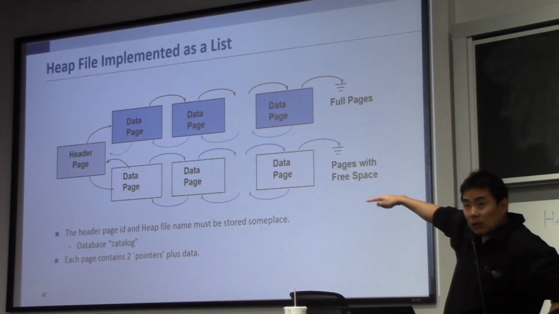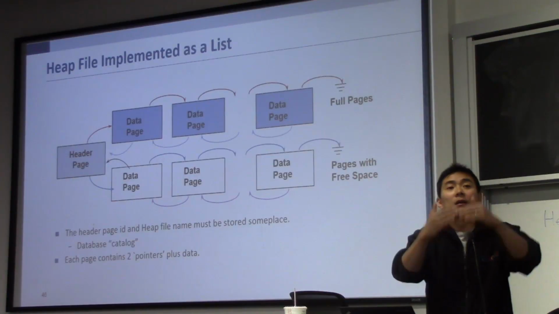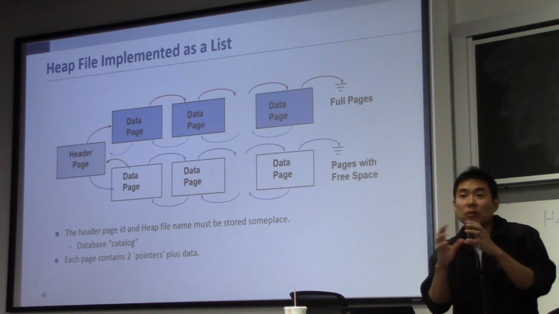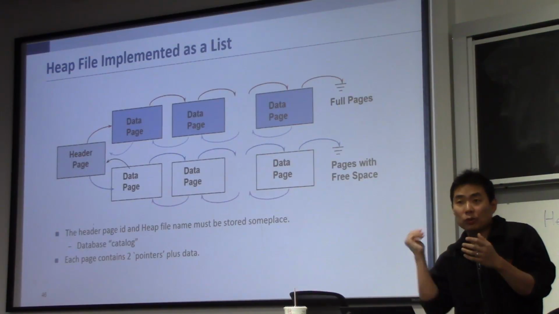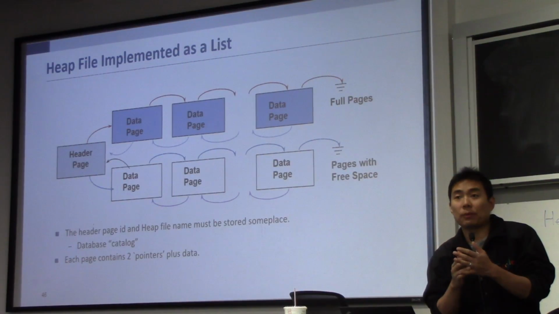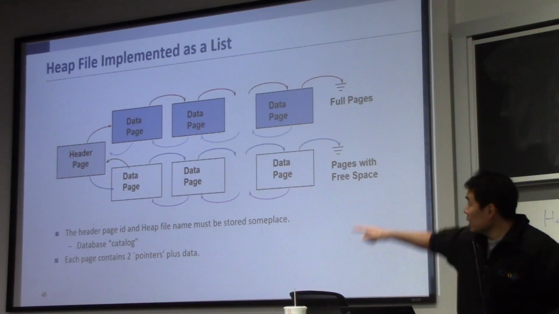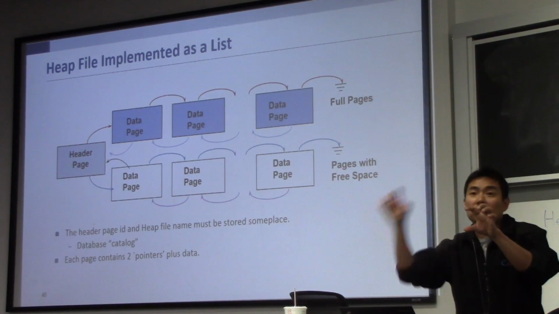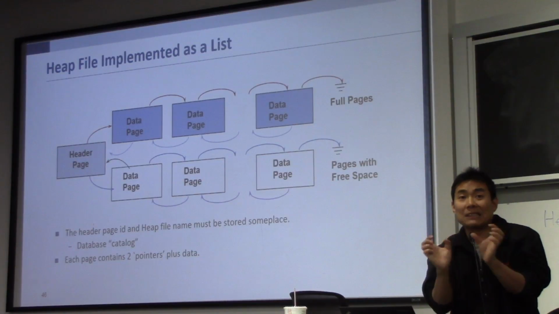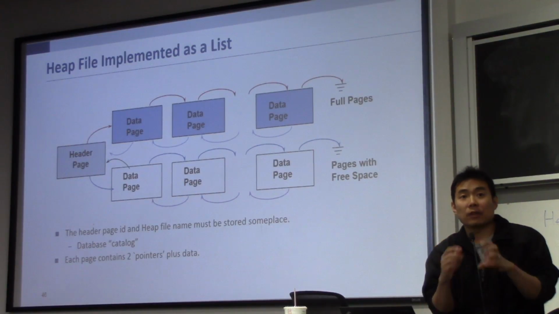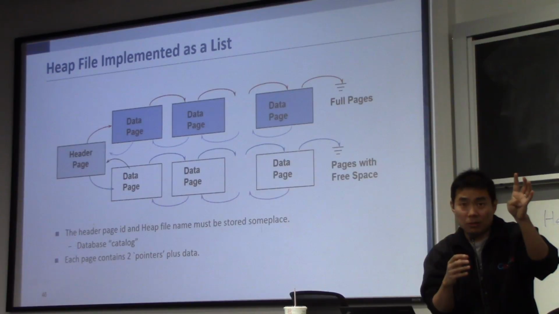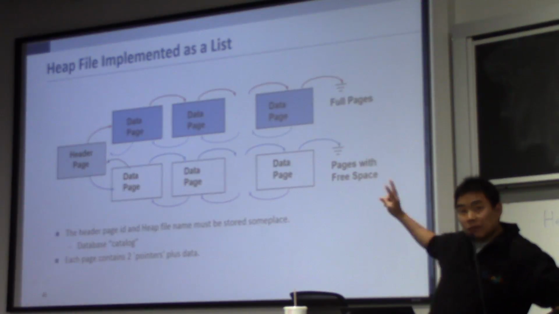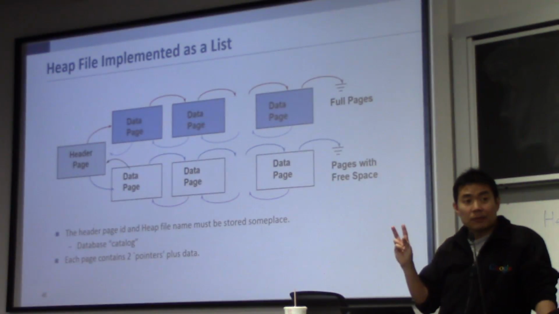Whereas the list down below contains the other pages, meaning those pages with some records but still have space left for you to push more records into. And then you have a header page that links these two lists together and stores some metadata information about the file, such as which table it corresponds to, how many pages I have in each of the lists, and so on and so forth.